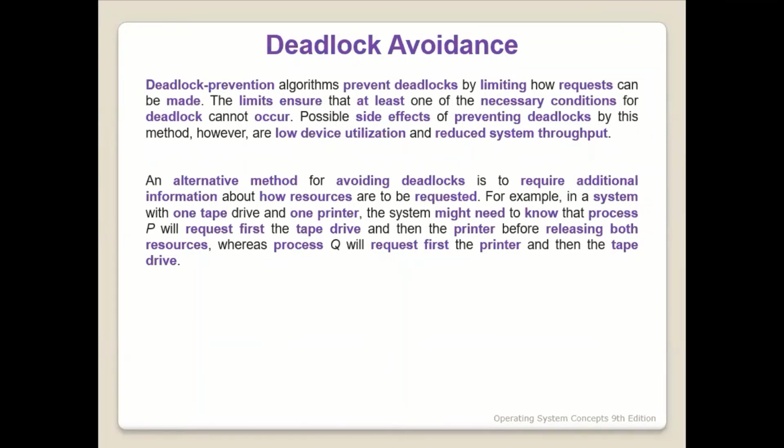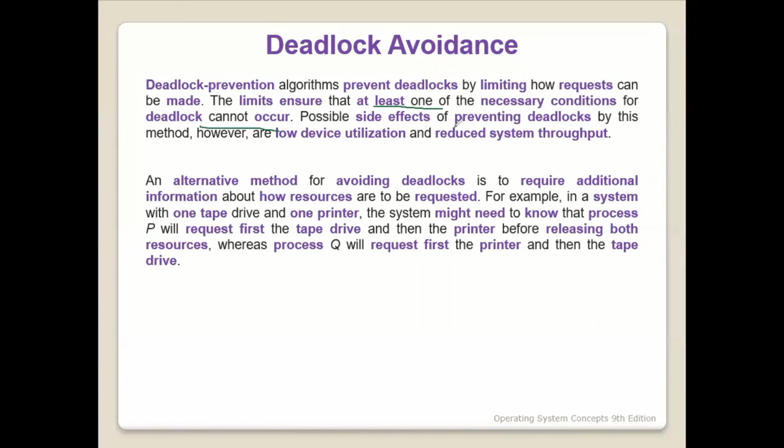So if a process is holding a resource and it's going to request another resource, that resource can't be immediately given. It needs to preempt the currently allocated resources, something like that. So the procedures are limiting the request. The limit ensures that at least one of the necessary conditions for deadlock cannot occur, like maybe no preemption occurs, no hold and wait occurs, or circular wait occurs.